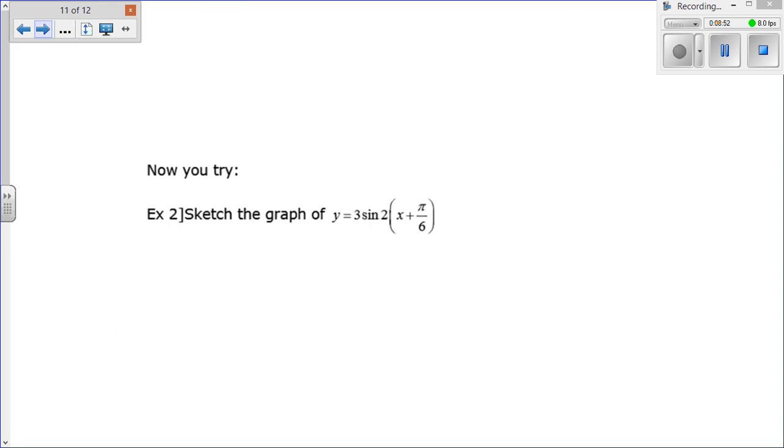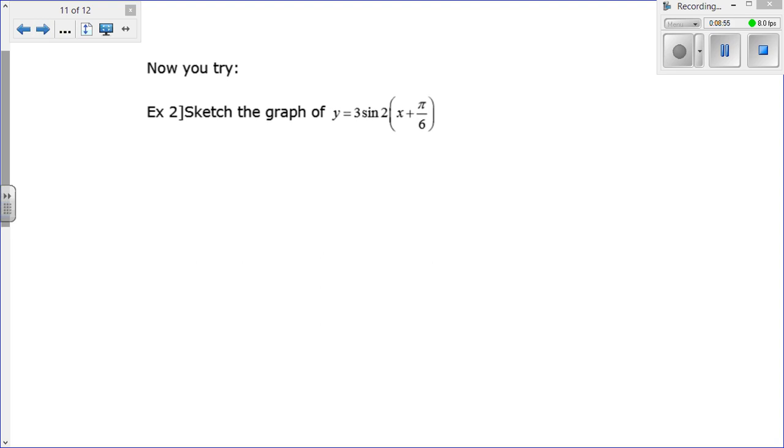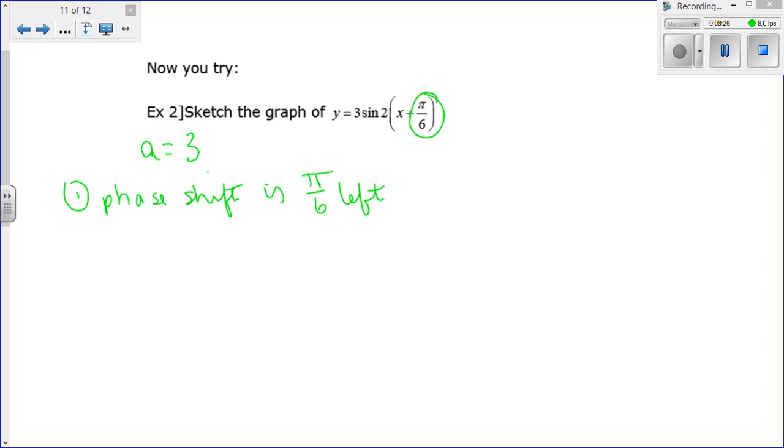Alright, now you try. Sketch the graph of y equals 3 sine 2 times x plus pi over 6. Well, the very first thing we need to do is find our amplitude, because our amplitude is very important. In this case, a is 3. And then I want to find my phase shift, because that's important. And my phase shift here says plus pi over 6. So my phase shift is actually pi over 6 to the left, because it's going to go in the opposite direction as that sign.